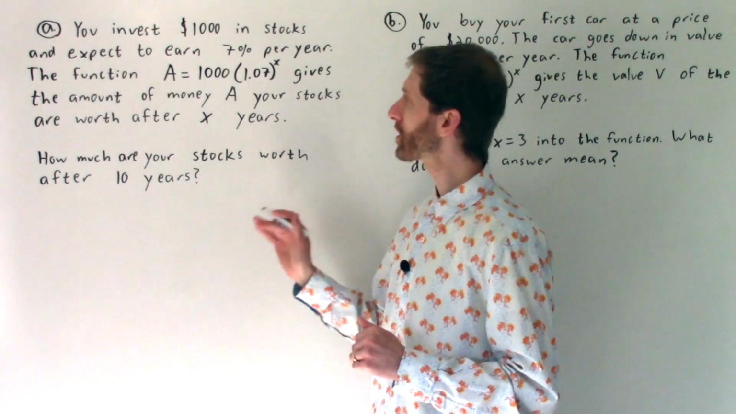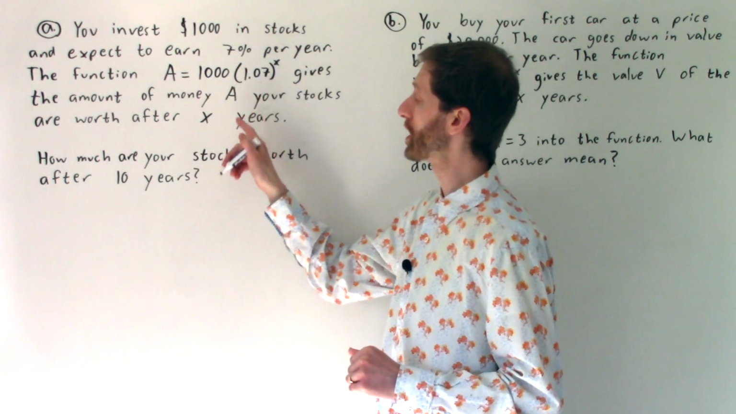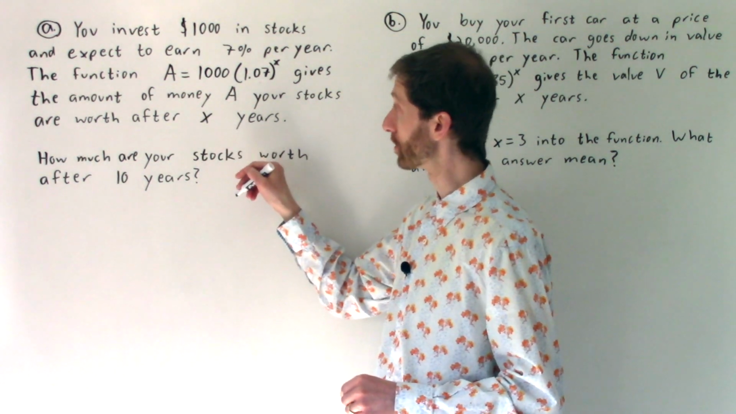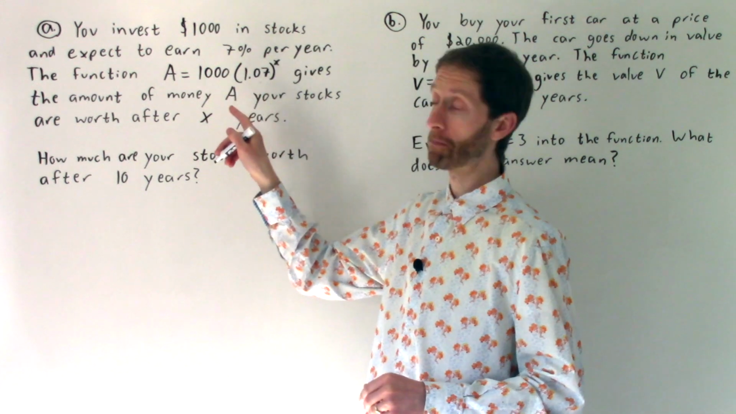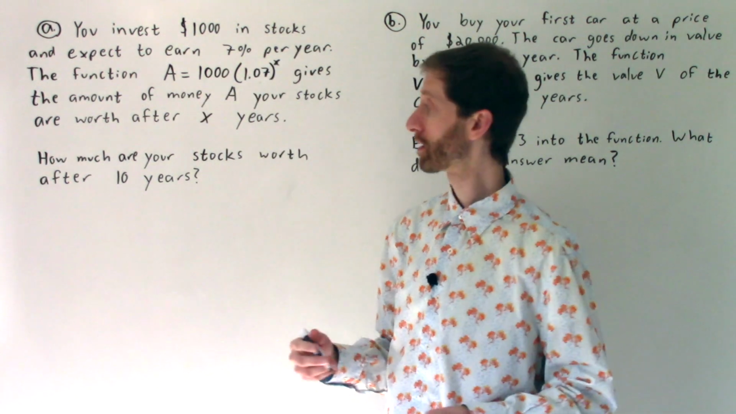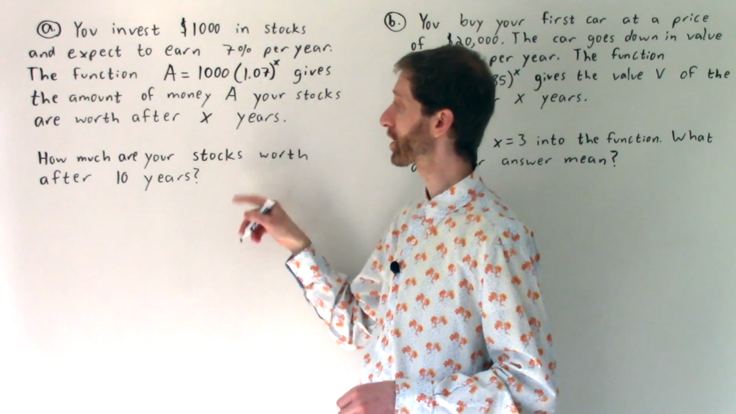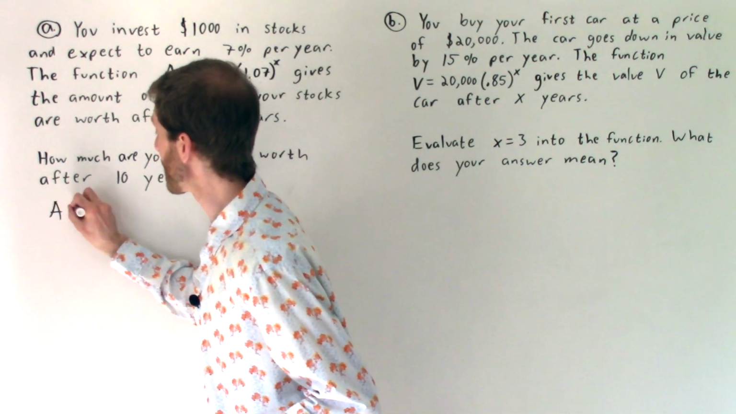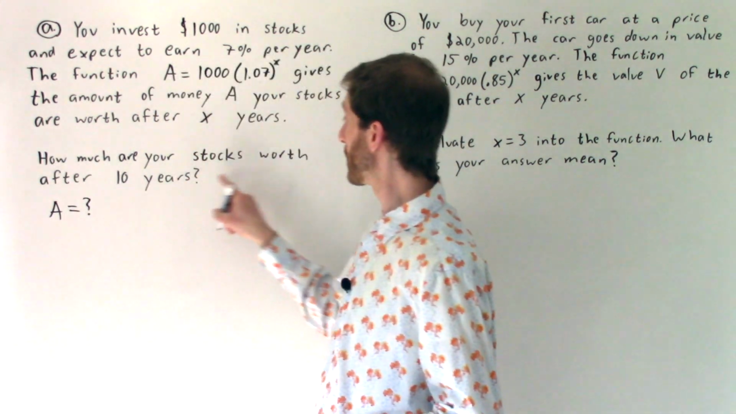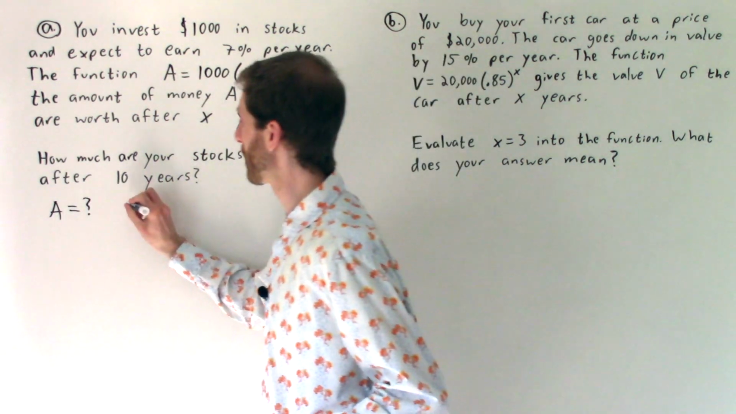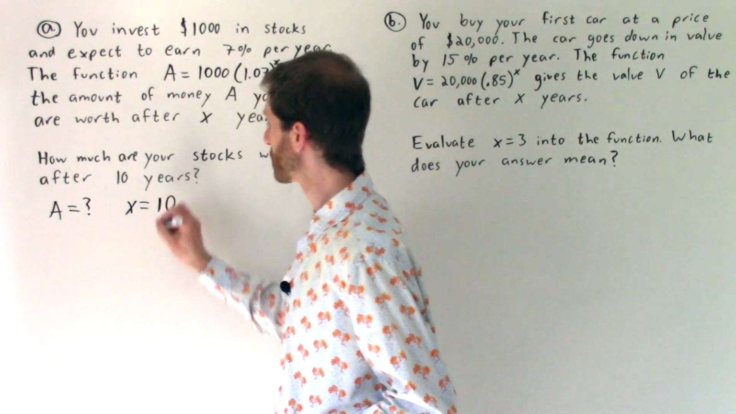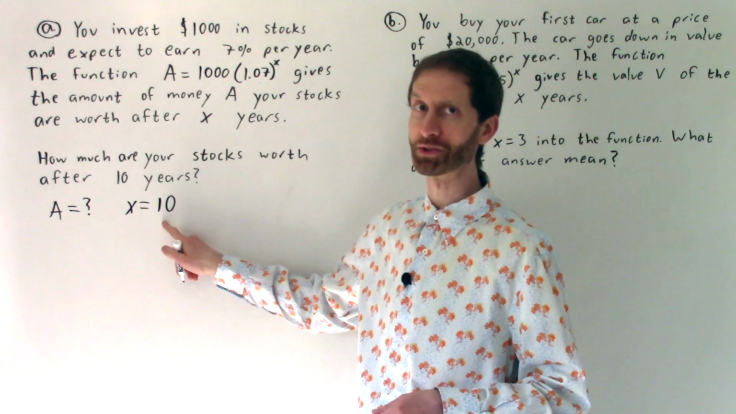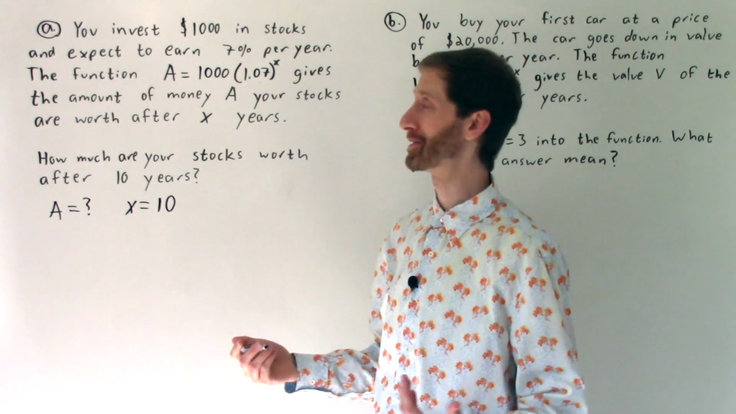So we just need to understand what the values are in this equation, then we can use them to answer the question. We're told that x is the number of years that we're going to be investing for, and A is the amount that our stocks are worth. So if we're saying how much are your stocks worth after 10 years, we're really saying what is A equal to when 10 years have gone by? Well, variable-wise, that's when x is 10. So I've taken the question and translated it really into plug in x equals 10 and figure out what A is going to be.